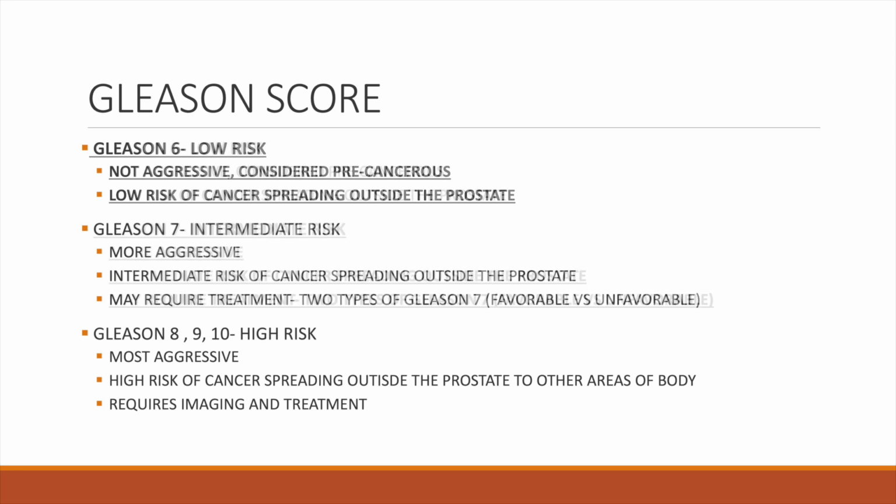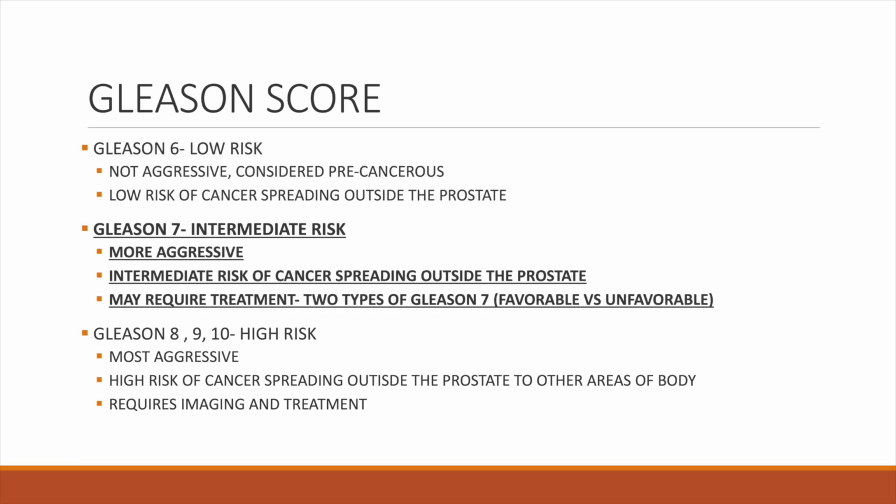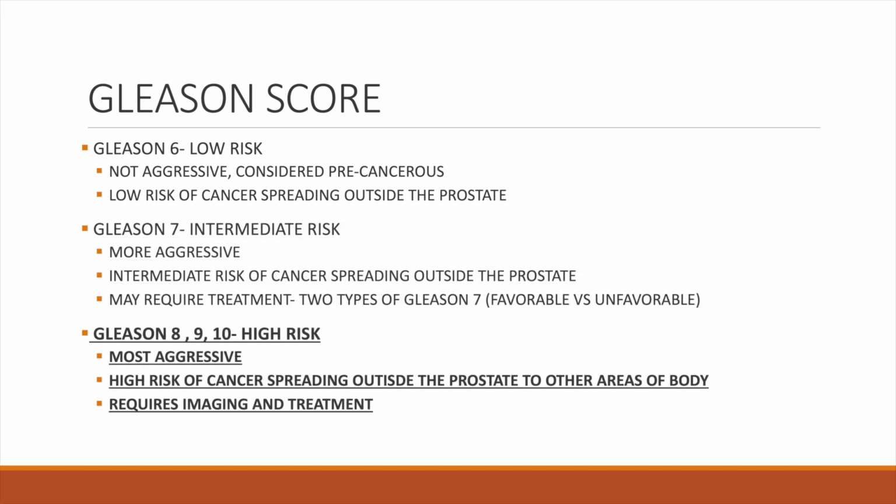Then we have the intermediate risk, an intermediate chance of spreading outside the prostate, and that's usually a Gleason 7. Within the Gleason 7 range, there's a favorable type and an unfavorable type, and we'll discuss that with you. And then the high risk one is 8, 9, and 10. Those are the high risk type. That's the ones that definitely need treatment right away. And also imaging too to make sure it hasn't already spread outside.